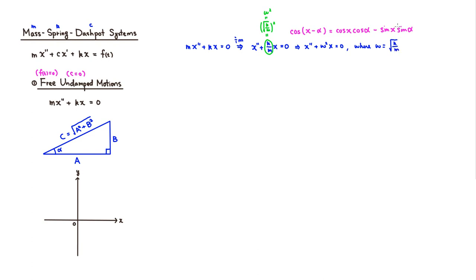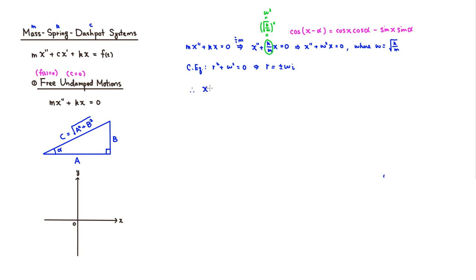Alright, so let's look at the characteristic equation. The characteristic equation is going to look like this: r squared plus omega squared equal to 0. You can see that this is going to be a complex root, so r is going to be equal to plus or minus omega i.